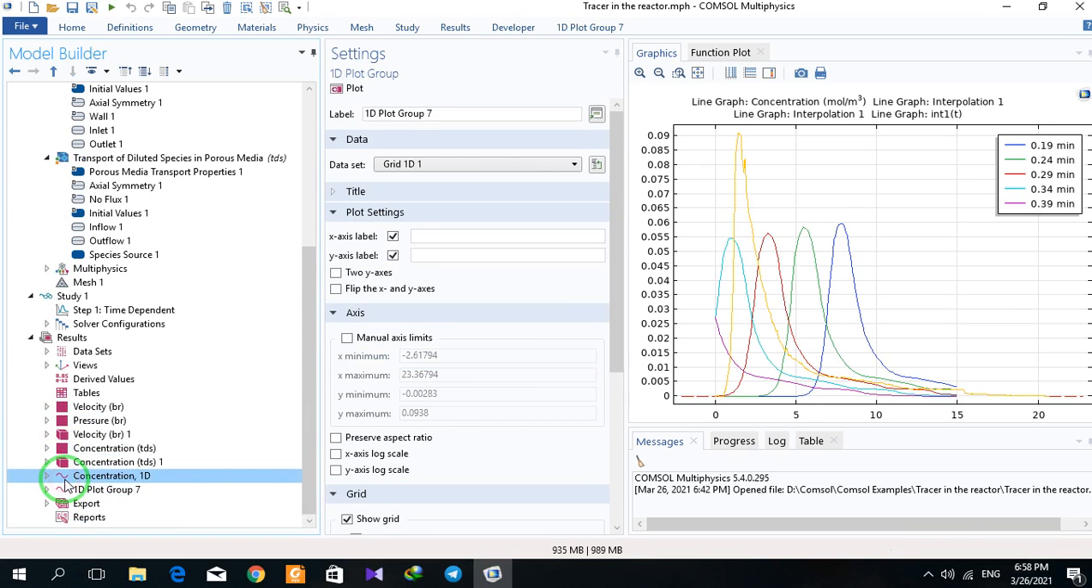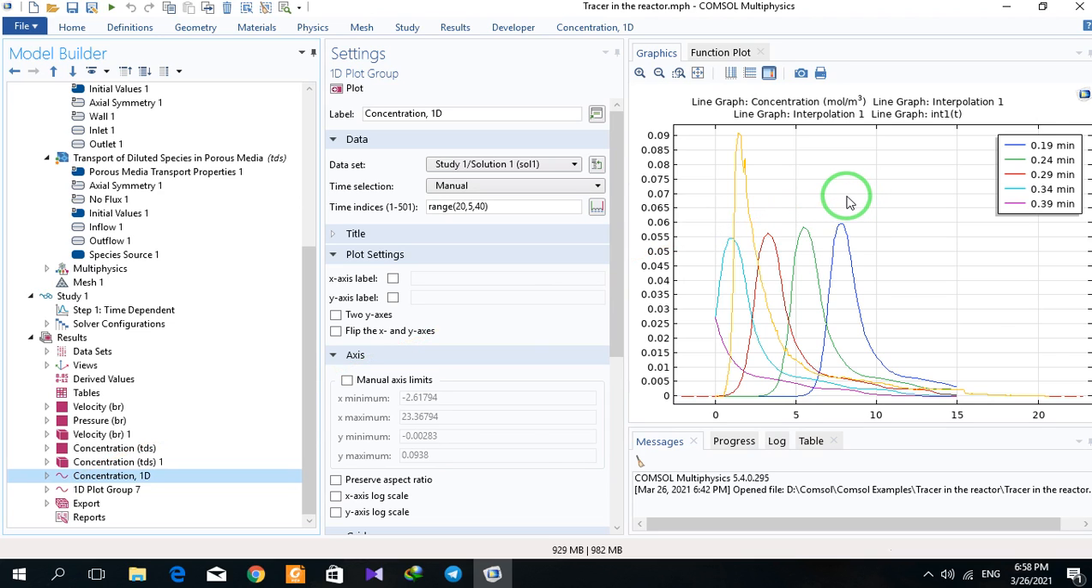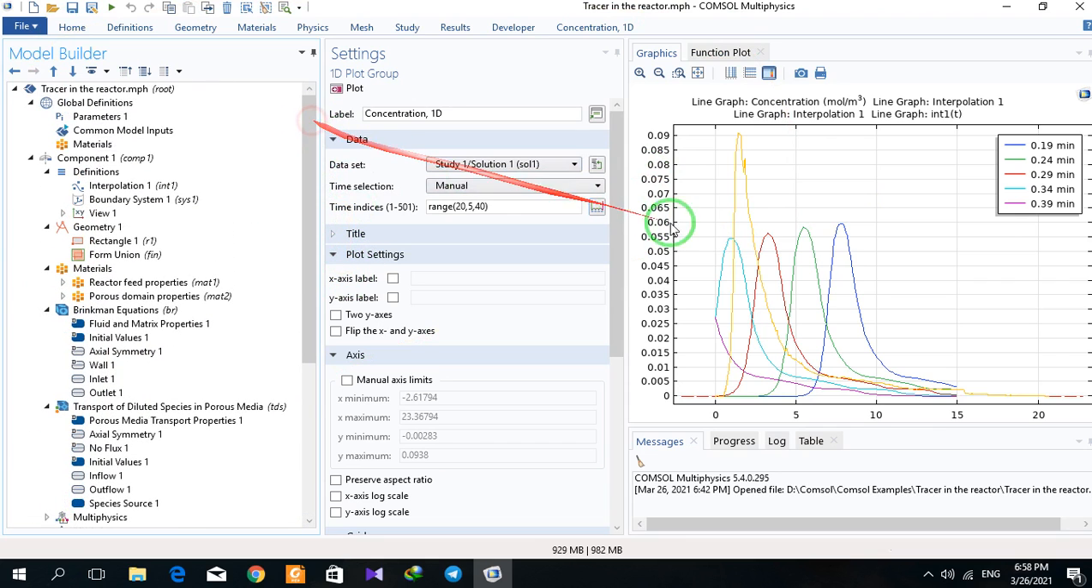This example is kind of a neutral tracer injected just for investigating the behavior of the reactor. But if we have a reaction, we can define the reaction. We can have adsorption also, and it's not a big deal to define this kind of phenomena in our system.